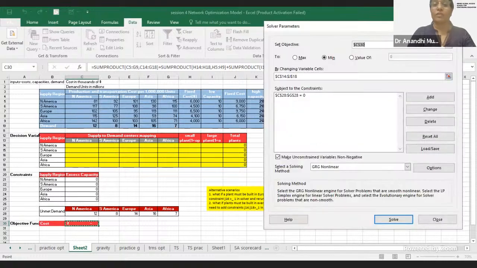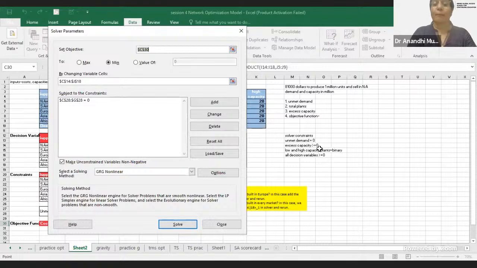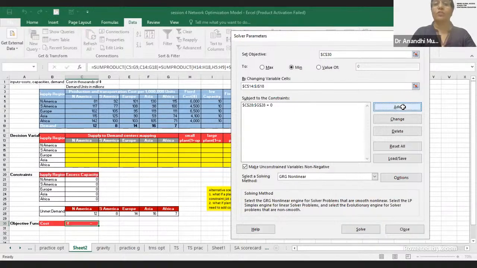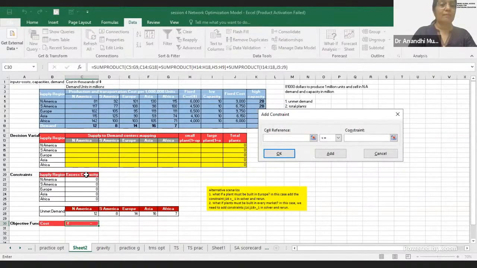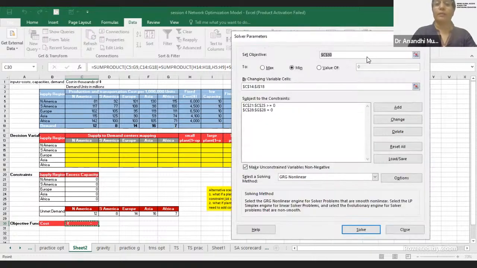Then what is the next constraint? My excess capacity can be greater than or equal to 0. Okay, add a constraint. Where is the excess capacity? This is the excess capacity. It can be greater than or equal to 0, but not lesser than that. Okay, click done. I have added that constraint as well.